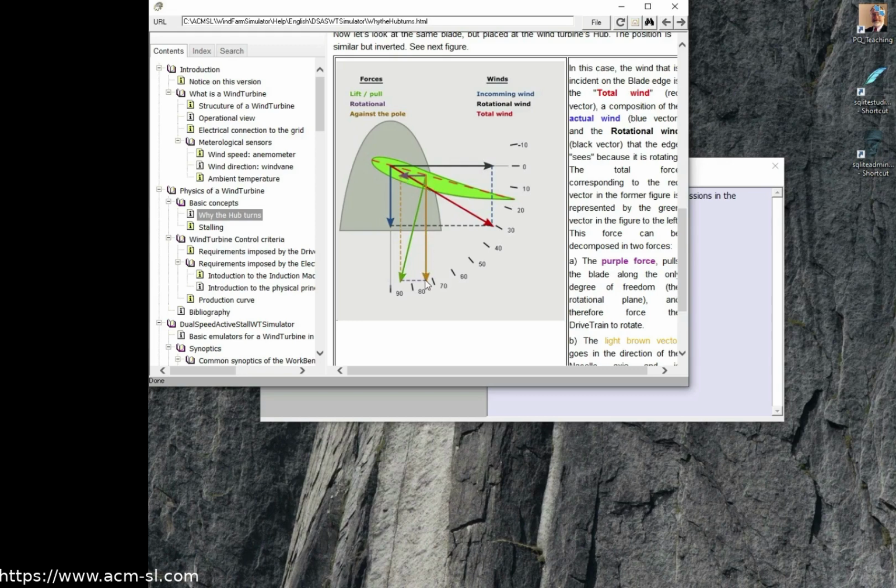We decompose this force in two forces, the violet one, that is horizontal, going leftwards, and the light brown one, going downwards. The violet force is the one responsible for moving the hub, which can only turn. The light brown force is the force that must be counteracted by the tower, and tries to bend it.